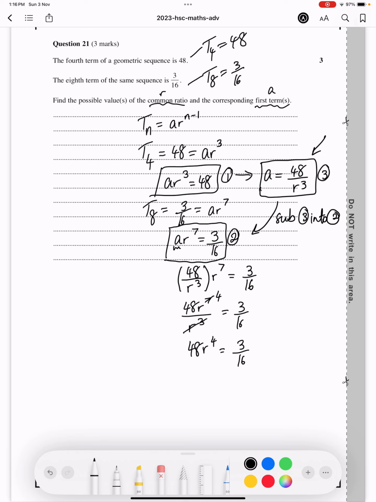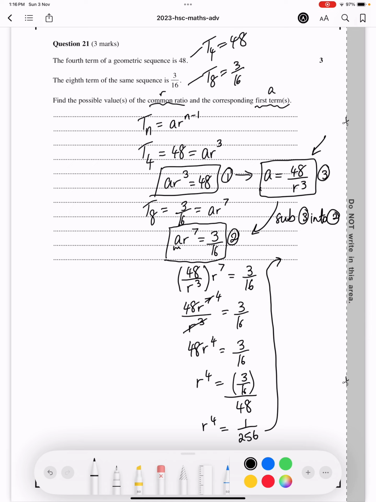Now what we're going to do is we're going to try and isolate R. So we're going to divide both sides by 48. So we've got 3 over 16 divided by 48. So that gives us R to the power of 4 as being equal to 3 over 16 times 48. Calculating that, we get 1 over 256.